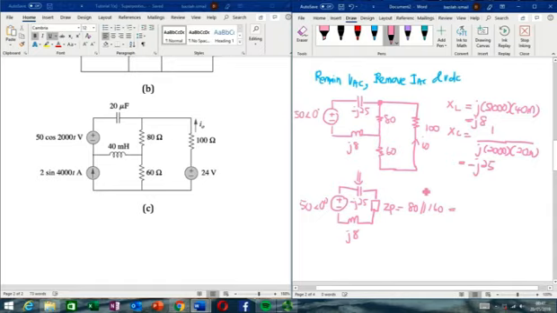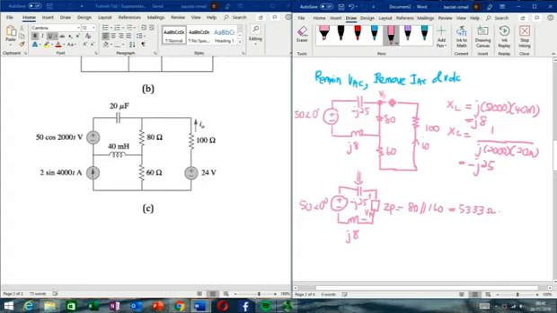So the answer is 53.33 ohm. 80 parallel with 160. Yeah, 53.3.